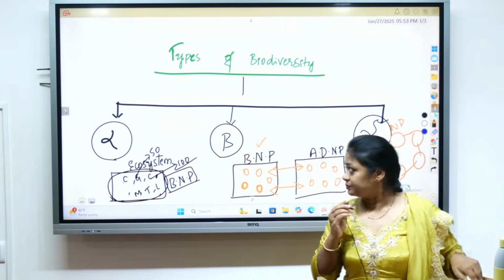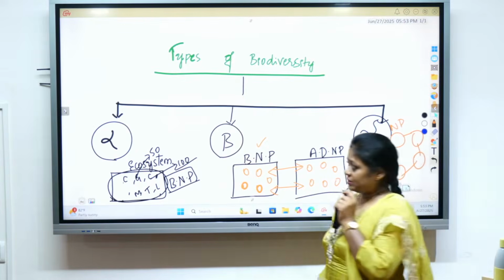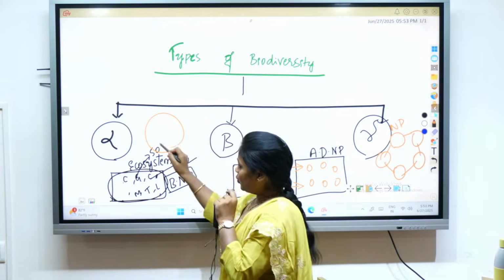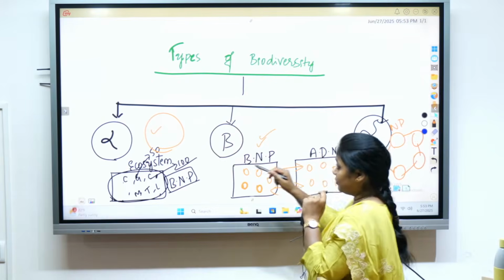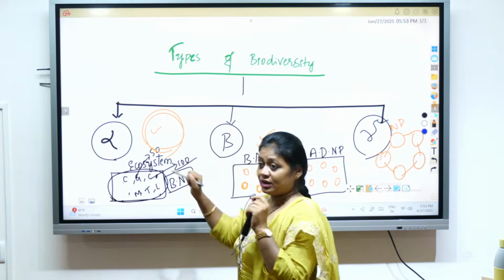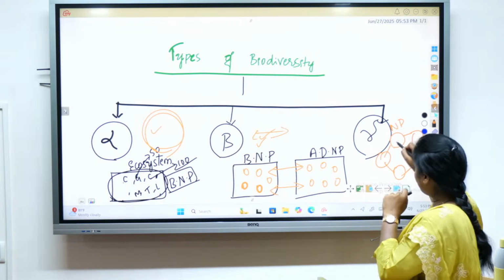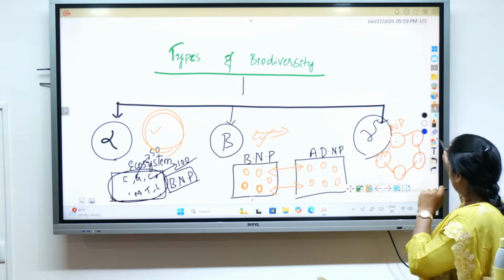Yes. So there are three indices of biodiversity: alpha, beta, and gamma. You got to know that diversity within species is said to be alpha. Within ecosystem is known as alpha. Between two ecosystem, beta. Between different ecosystem, gamma. Okay.